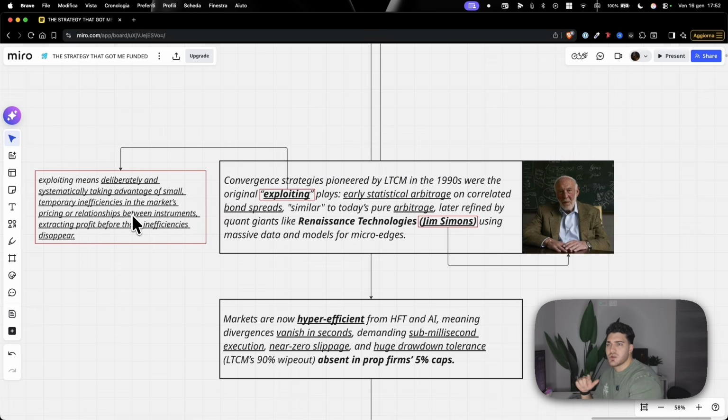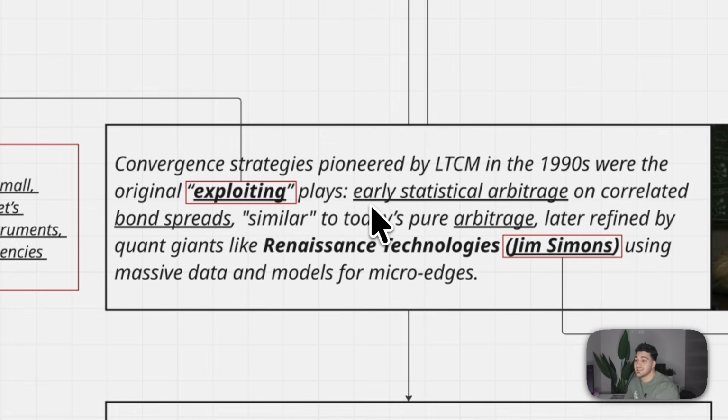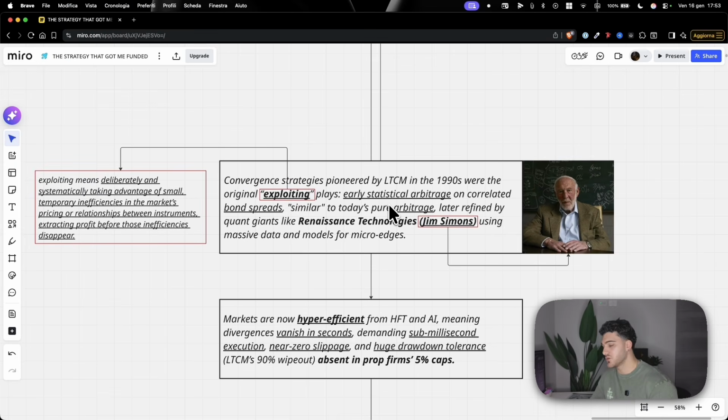So in that case, as you can see, they were not making money because they knew the market better than someone else, but they were making money because they were able to recognize an underlying problem that they took advantage of. So those were early statistical arbitrage on correlated bond spreads, similar to today's pure arbitrage. Like for example, latency arbitrage. It is one of the most common high-frequency trading strategies where we can make money by understanding that we have a broker with a delayed price feed. Okay, we get our information from a faster feed and we just bet on the differences. Okay, this is not making money because you know how to trade. This is exploiting the market.